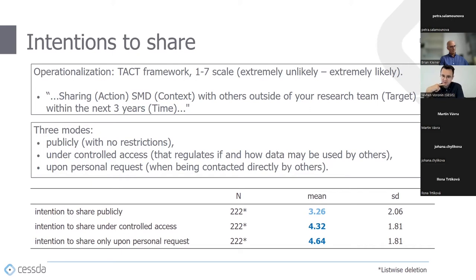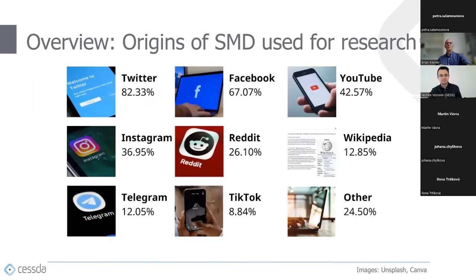And you can see the mean score here on the slide, and the mean score is much higher for sharing upon personal request. It might be related to low publicity and less effort to share data upon personal request rather than publicly. And the difference between sharing upon personal request and publicly is around 1.4 points.